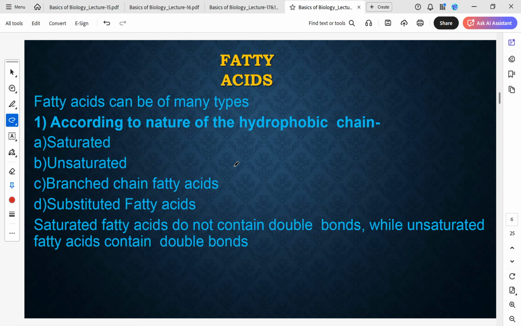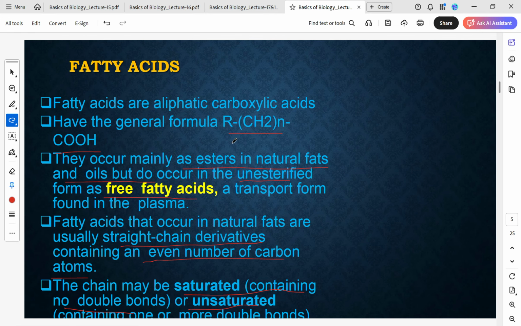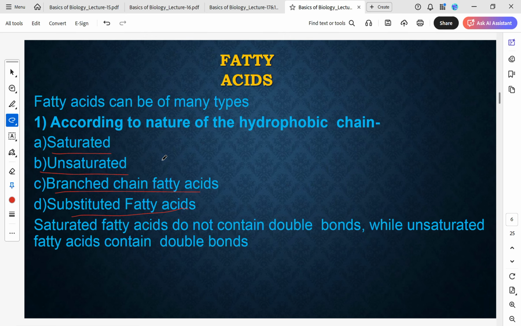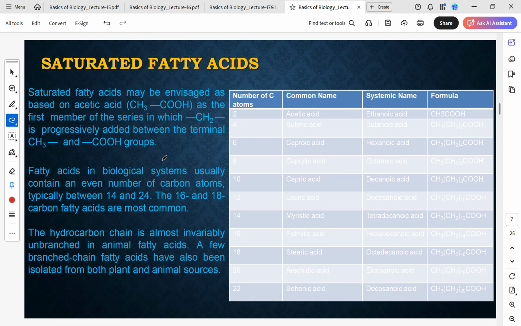They can be of many types according to the nature of the hydrophobic chain. They can be saturated or unsaturated. They can be branched or they can be substituted, where there will be other moieties. So the general formula is RCH2COOH, right? There can be other moieties present in this chain apart from these entities.